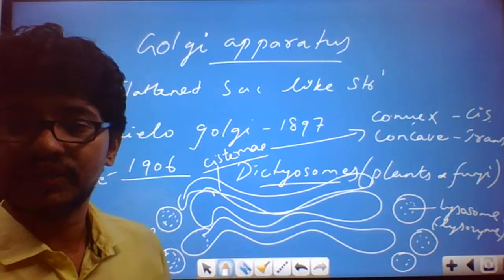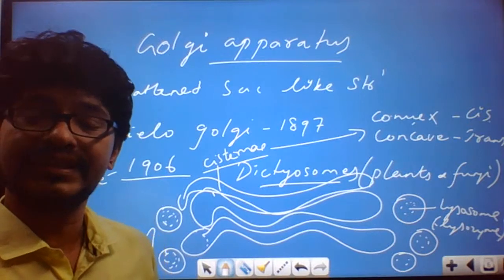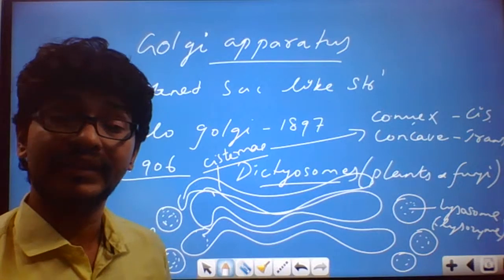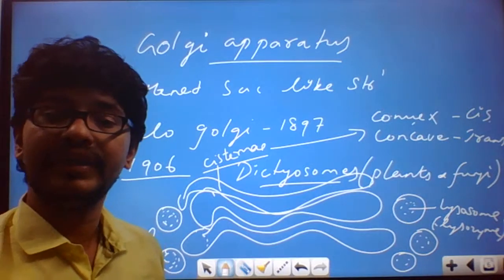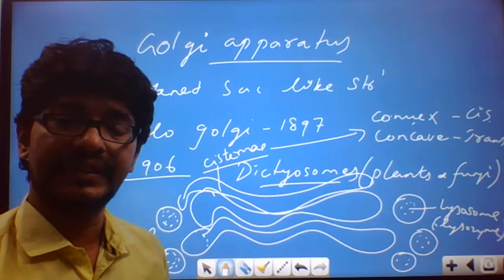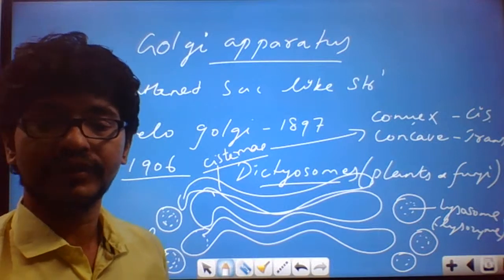So it destroys itself. It can digest its own cell. Once older cells complete their life span, or cells that do not complete their cell cycle and are mostly in the G0 phase of the cell cycle, the cell itself will be destroyed by means of the lysosome.